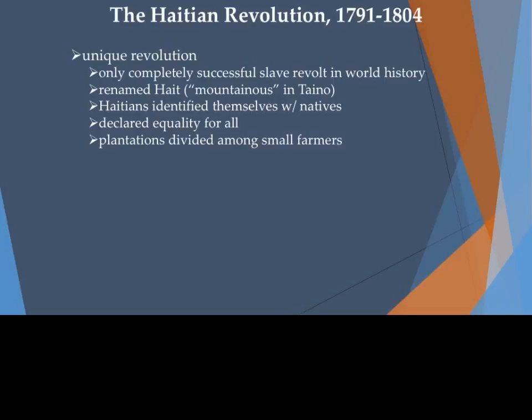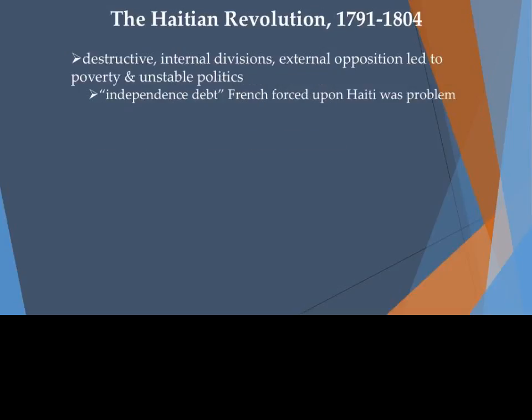Haitians identified themselves with the original native inhabitants. They declared equality for all races, and plantations were divided amongst the small farmers. But the destructiveness of the revolution and the internal divisions and external opposition led to poverty and rather unstable politics. So despite being the richest colony in the world, with about 8,000 slave plantations producing 40% of the world's sugar just in Haiti, and perhaps 50% of its coffee, this French colony was arguably the richest in the world.